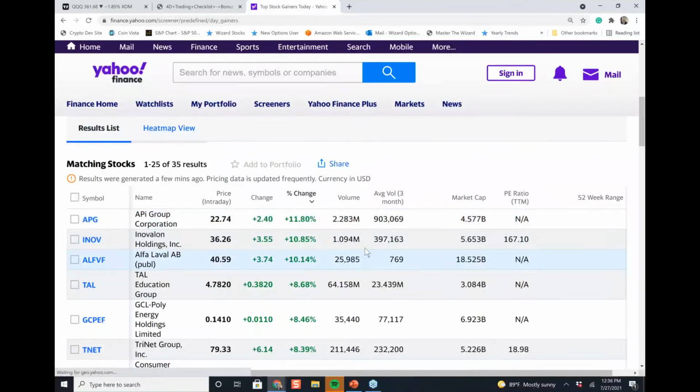Let's go to INOV, second on the board. 397,000 shares is the typical day. Today, it's at 1 million. Okay, so we're talking almost 3 times, right? 2.5 times the normal volume. Stock price up 10%, right?